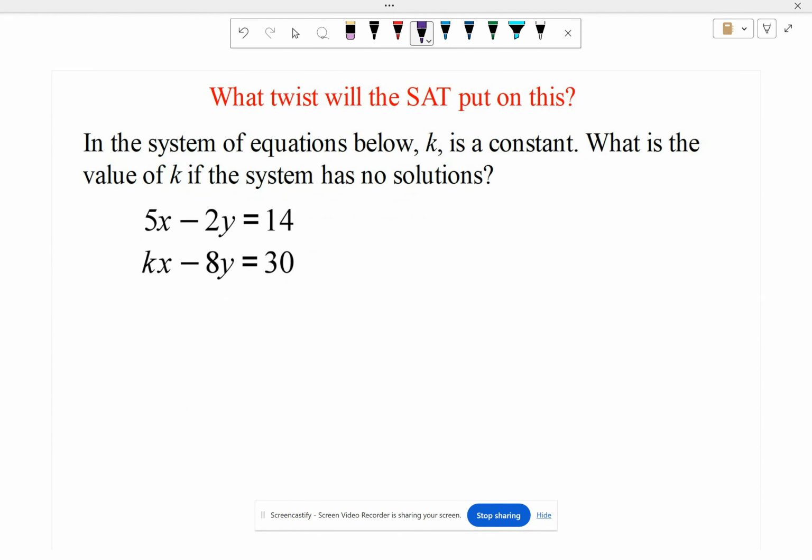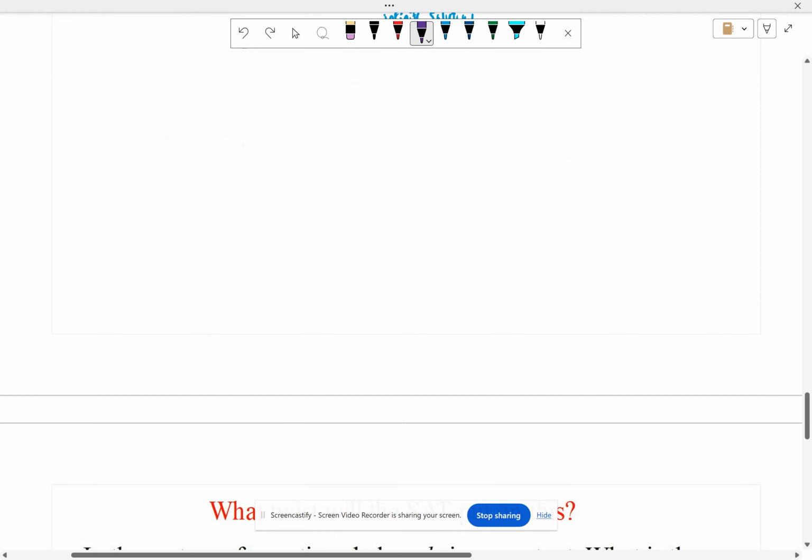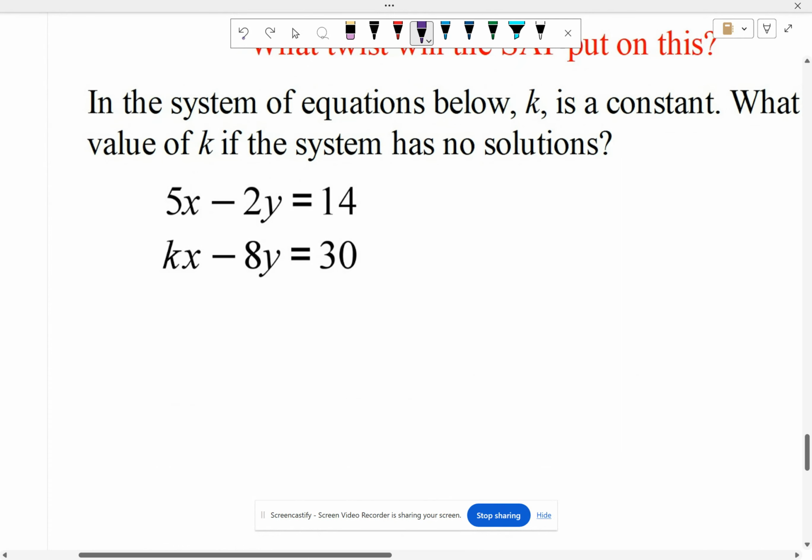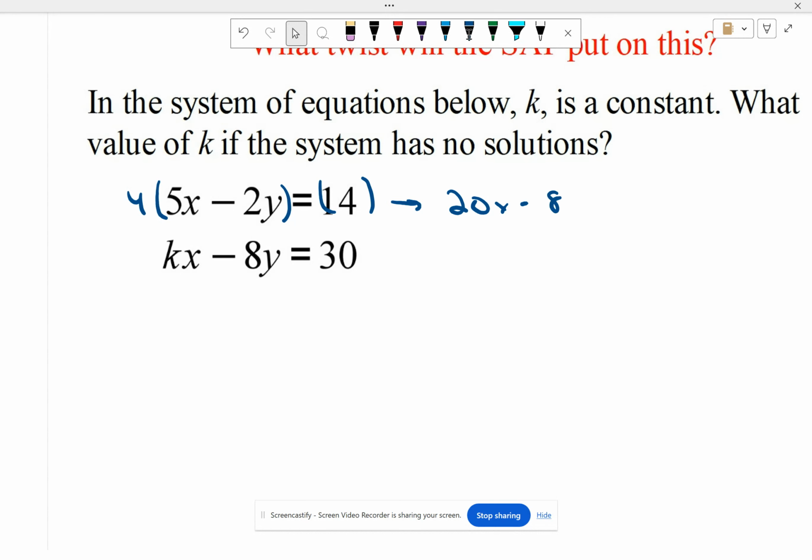In the system of equations below, k is a constant, so it's just some number. What is the value of k so that it has no solution? So we want to create a system of equations such that there is no solution to it. For there to be no solution or infinite solutions, what we need is the variables to cancel out. So if I want to get the y's to cancel out, I would multiply the bottom equation by 4, because 4 times 2 will give me an 8, and then I can cancel out the y's. Then based on that, I'll figure out what k needs to be so that it matches up with the 5. If I multiply that by 4, I'm going to get 20x minus 8y equals 14. And I still have kx minus 8y equals 30.